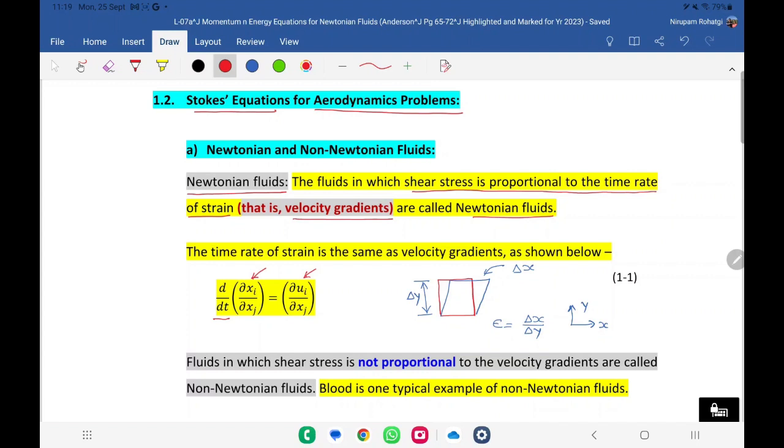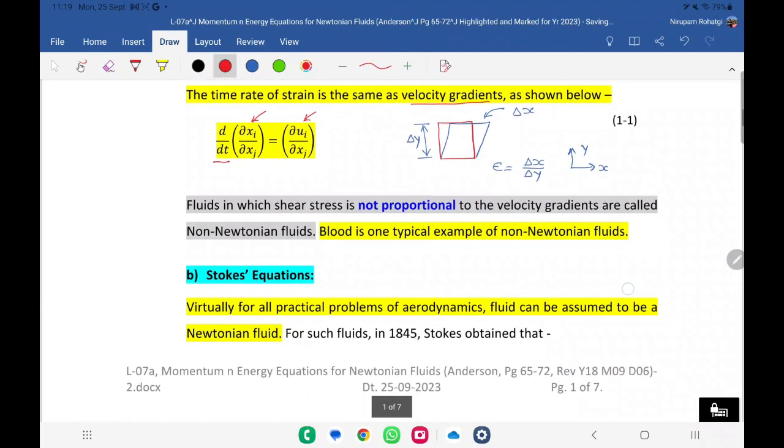Okay, if you are finding the derivative or the changes with respect to distance, or any dimension in distance, it is one component of gradient. We have talked about it. So we can say that this stress is proportional to velocity gradients. Okay.